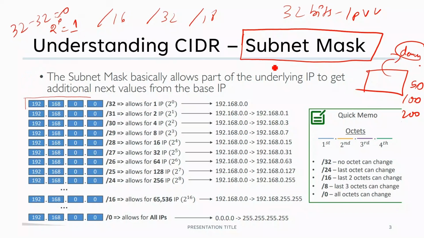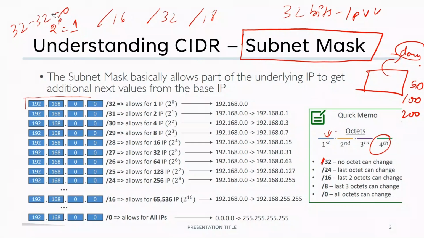As I told you, each part is 8 bits, so we can also call it an octet: the first part, second part, third part, and fourth part. In /32, as I've told you, there are no free bits, so no octet can change. If it is a /24, the last octet can change. If it is a /16, two octets can change. With /8, three octets, and with /0, all octets can change.